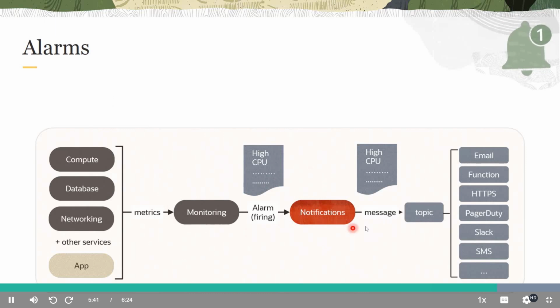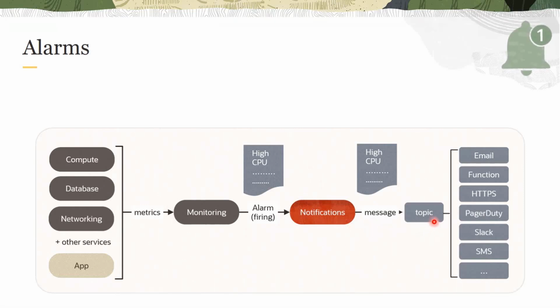And when an alarm is triggered, it sends an alarm message to a configured topic. Topic, you can think of it like a publish/subscribe method in the notification service, which is then going to send the message to all the topic subscriptions. And you can see a bunch of these subscriptions listed here. It can be an email, a serverless offering known as Functions, Slack, or SMS. So that is how the alarms work.